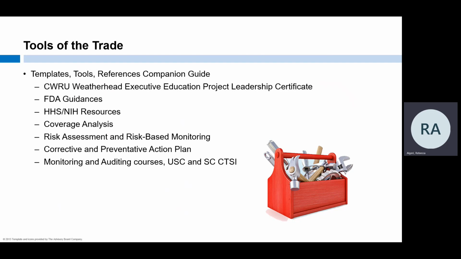The companion guide also includes links to specific FDA guidances referenced in this series, as well as a link to FDA's guidance search. Clinical trials resources from the Health and Human Services and NIH, which include numerous guidelines and templates for manual of operations, monitoring plans, data management plans, and regulatory documents. Coverage analysis education and references. Resources for risk assessment and risk-based monitoring. Corrective and preventative action plan resources. Monitoring and auditing courses developed through a partnership of the University of Southern California and the Southern California Clinical Translational Science Institute.